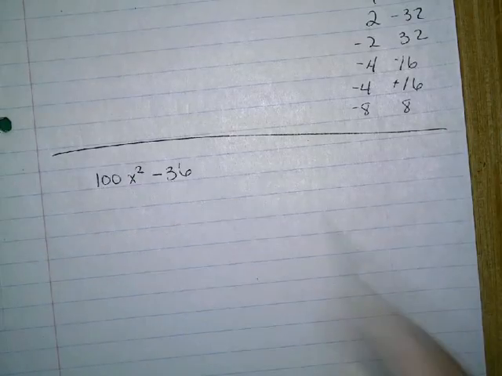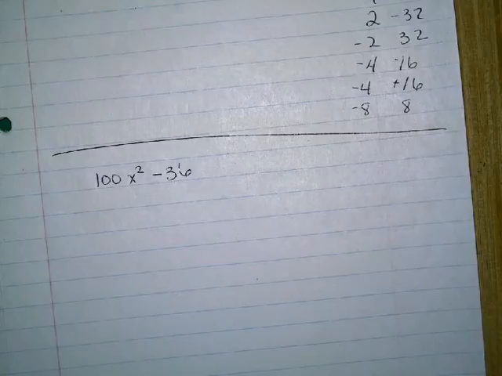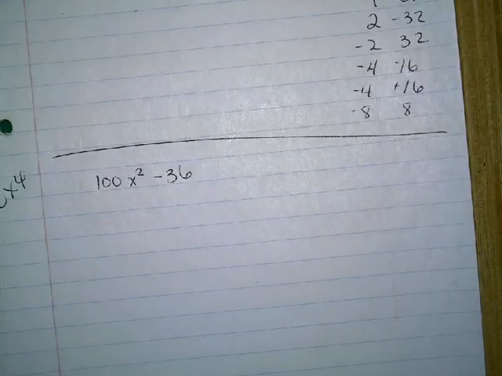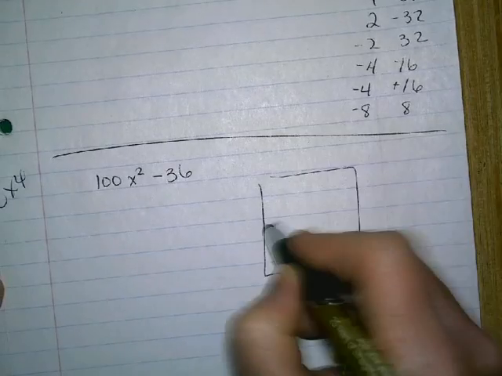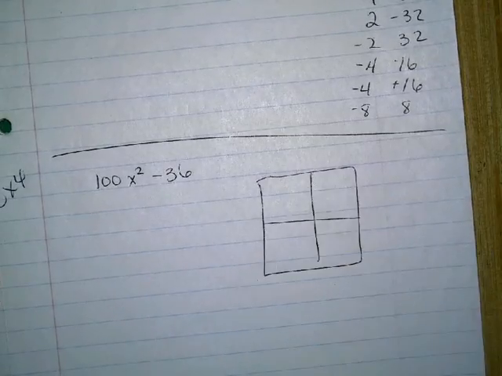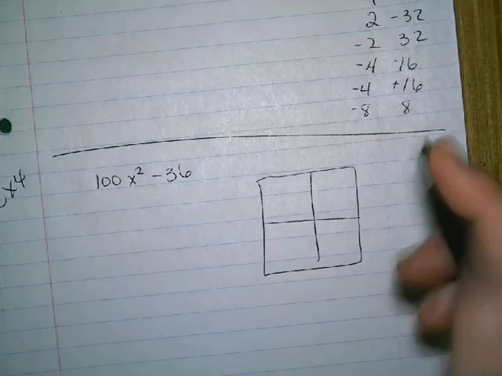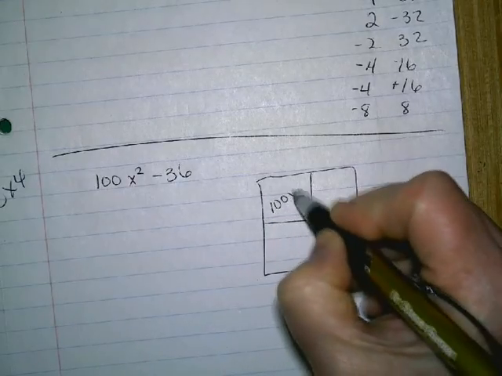Let's do this one. Where is it? Is this example 4? And still under example. Yes, this is example 4. That was 3. So what do you think, guys? Here we go with our box. What goes here? 100x squared. And what goes here?